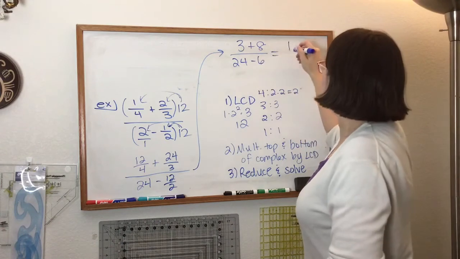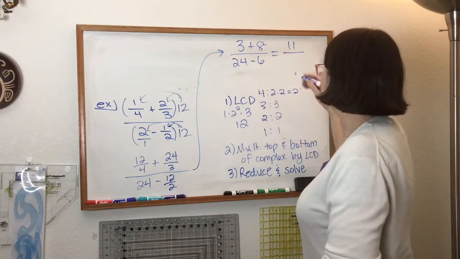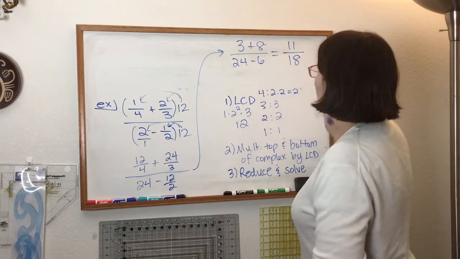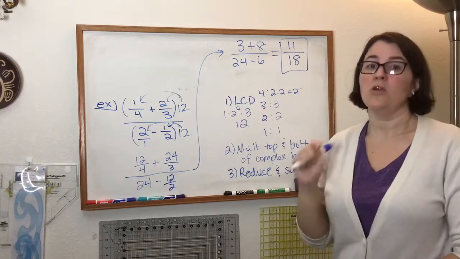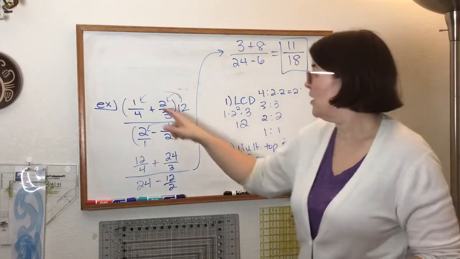3 plus 8 gives me 11. 24 minus 6 should give me 18. Let me double check that. Yep. So my answer is 11 over 18. Okay? You can do that, like I said, by turning all of these into 12.